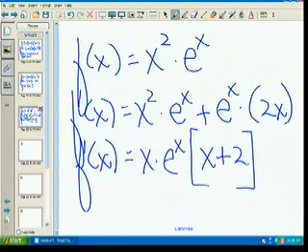Easier in this form than it would be in this form, right? Because you could set x equal to 0, you could set e to the x equal to 0, and you could set x plus 2 equals 0. Not that we're going to do that all the time, but we will be doing that some.